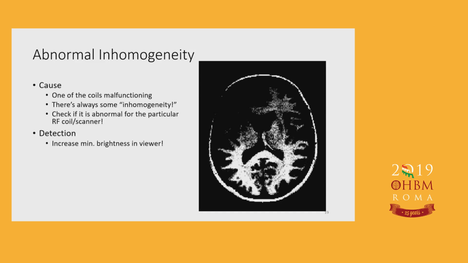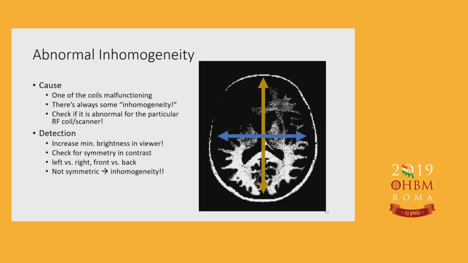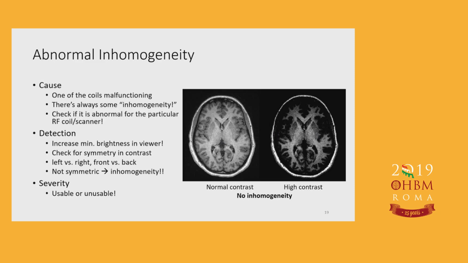To give you more intuition, if you increase the minimum brightness, the abnormality in the inhomogeneity becomes even more apparent. It can be easily detected by checking for symmetry in contrast, so left versus right, as well as front versus back. That's the easy way to detect it. And if the contrast is not symmetric between front and back and left and right, then that's an artifact.